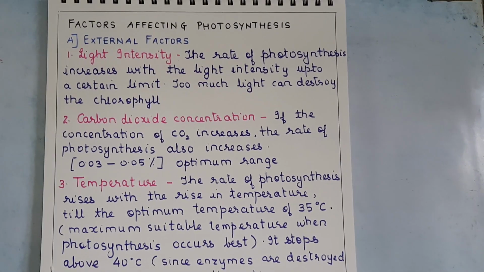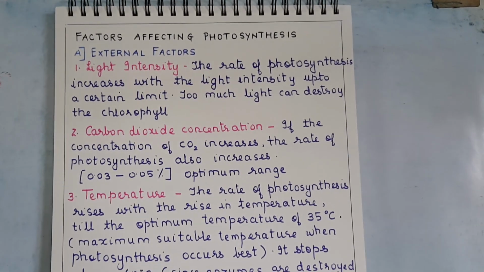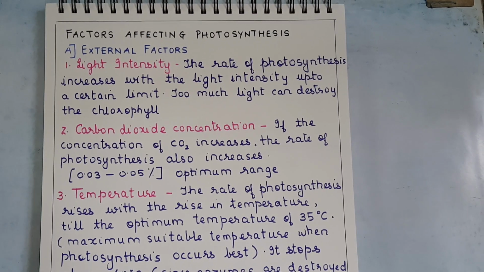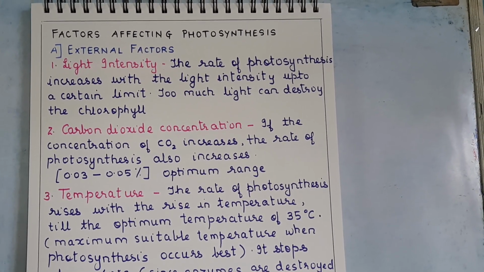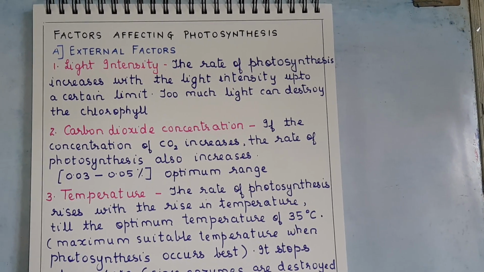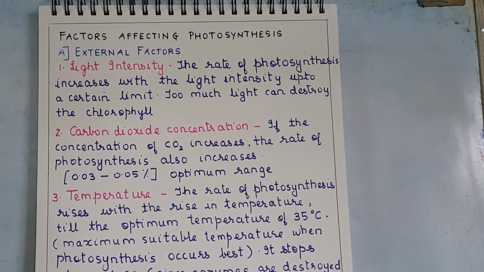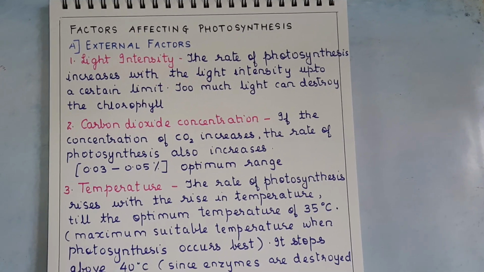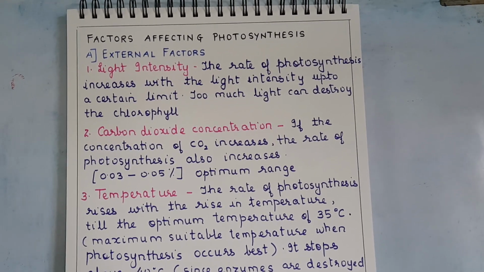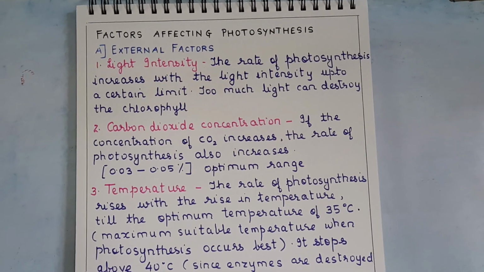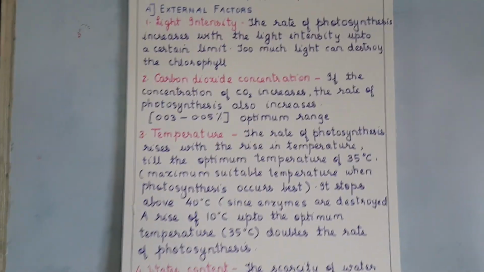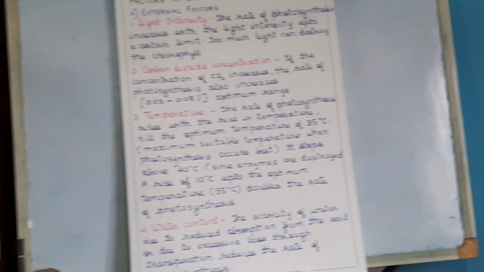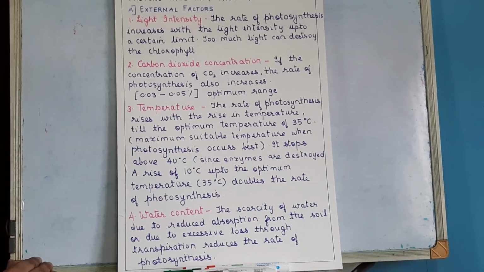Then carbon dioxide concentration. If the carbon dioxide concentration increases, the rate of photosynthesis also increases, but again there is a limit, that is it should be in the range of 0.02 to 0.05%. If the CO2 concentration increases beyond 0.05 in the atmosphere due to pollution etc., then it tends to clog the stomatal pores. We have seen this in transpiration.